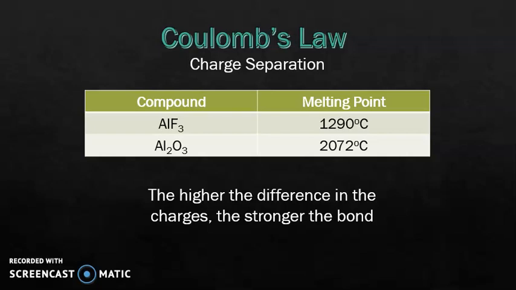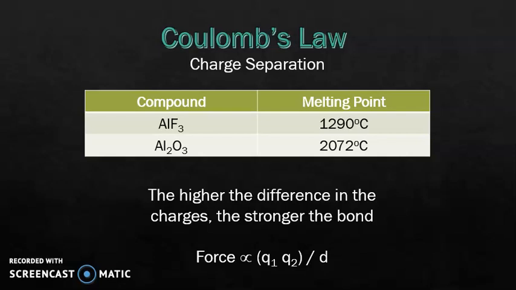It simply takes more energy to get that aluminum oxide to melt because they have the strongest difference between those charges. Again, take a look at this lovely equation. Force is directly proportional to the two charges multiplied, divided by the distance. So as the charge numbers go up, the force between those charges goes up as well.